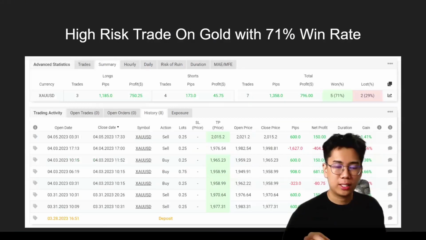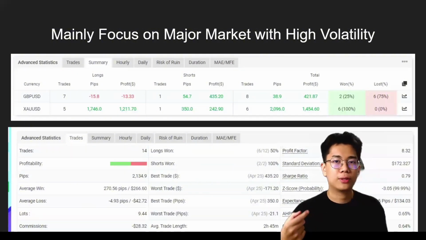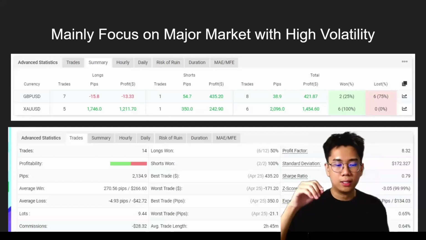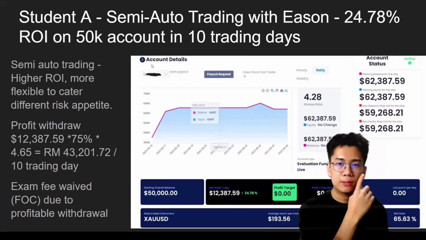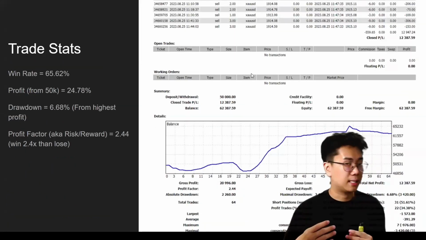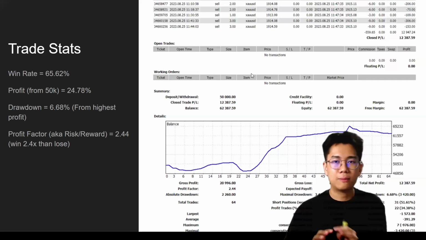And we can be trading on a single market only, like gold or GBP/USD, but we focus on very volatile markets with lower spread. That is the main focus we strike on to pass the prop firm challenge. Live performance wise, we have also been trading quite a number of them. Just to show you guys the statistics, our win rate usually needs to be at around 60 to 70%. It cannot be too high, or else it looks like we are a scammer lah, right?